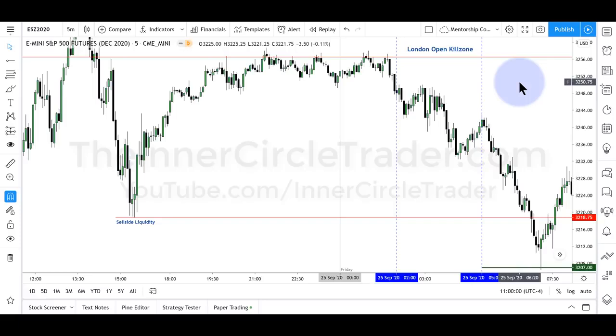So with those two ideas in mind, I want you to remember that we are looking at the E-mini S&P on the daily chart. I've already suggested that we should focus on delivery on the downside, so attacking sell side delivery. So you have to look for, where does sell side liquidity reside? Well, if you're looking at the London open kill zone on Friday, that begins at 2 o'clock in the morning and ends at 5 o'clock in the morning.